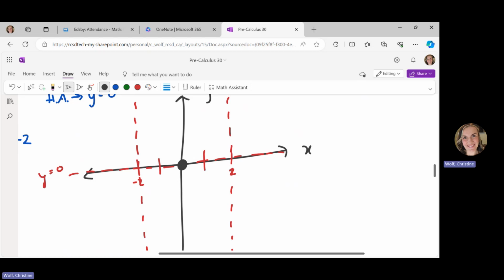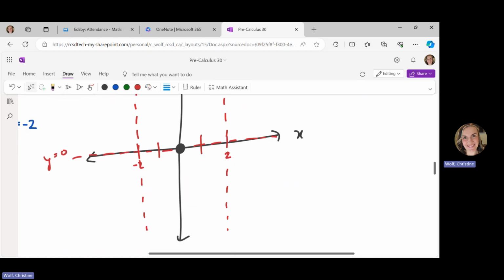But I also need to find 1 point on this side, so maybe I'll choose -3. And I also know I need to find 1 point on this side, so maybe I'll choose +3. So I have 4 points to figure out, so I'm going to create a table of values.